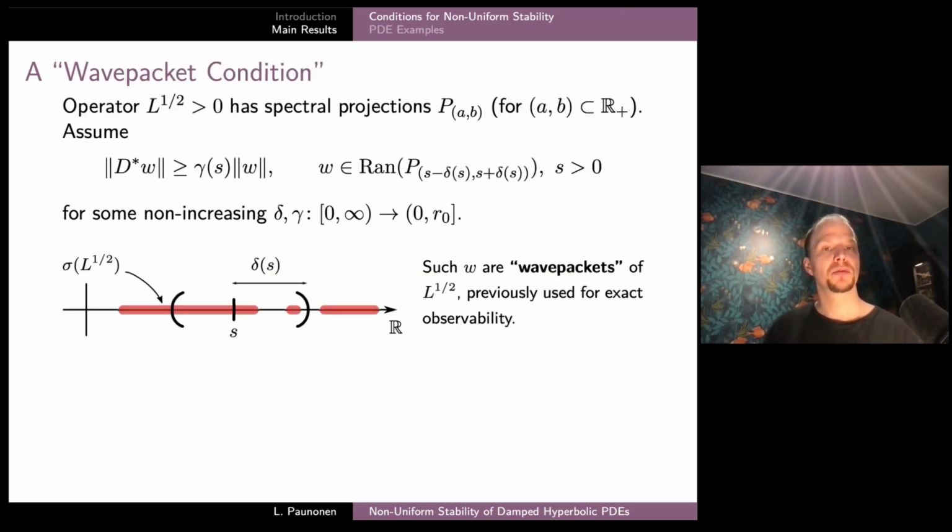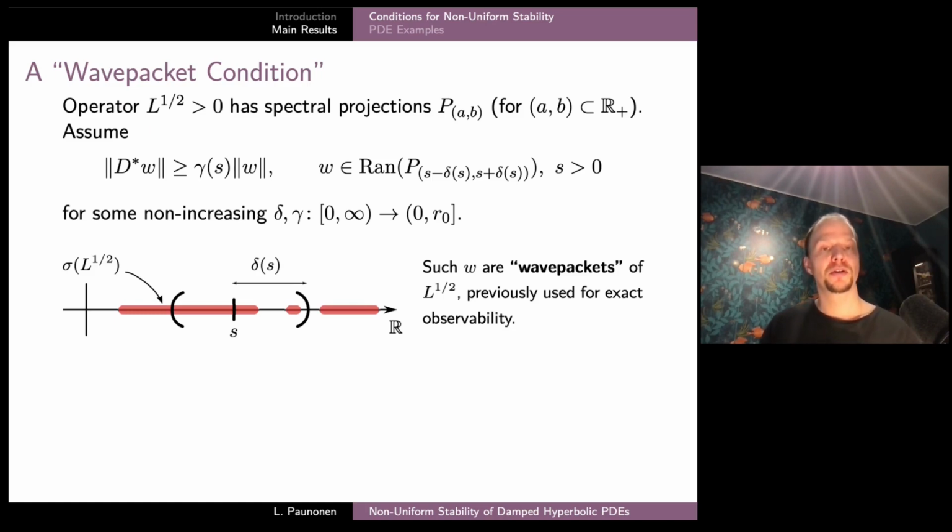And the second result is based on a condition which involves the spectral projections of the positive operator, which is the square root of L. And I'm using the square root here just in order to keep the formula fairly simple, but of course the spectral projections are closely related to the spectral projections of the operator L itself.